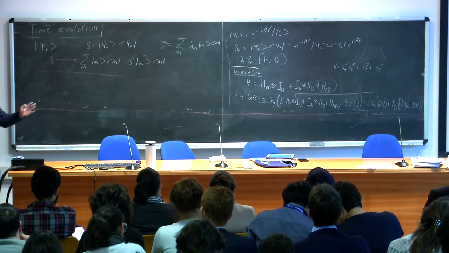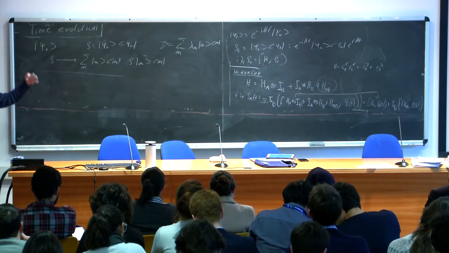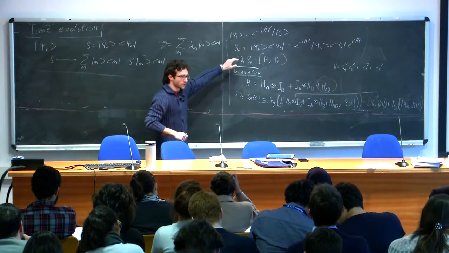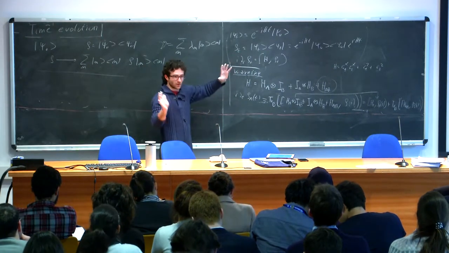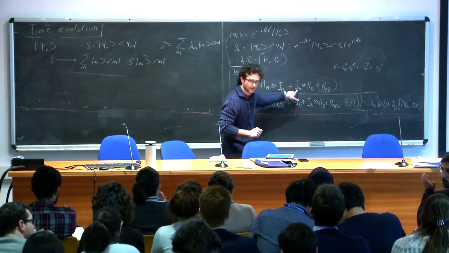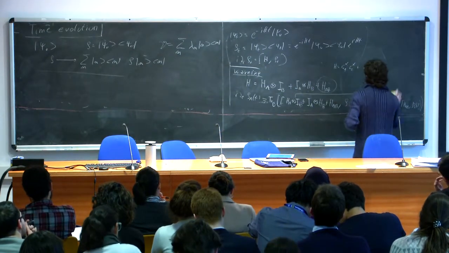So as long as the system is isolated and the Hamiltonian is conserved, we can use the Schrödinger equation, or whatever, as simple equations to describe time evolution. When we consider this term, okay, let's see.